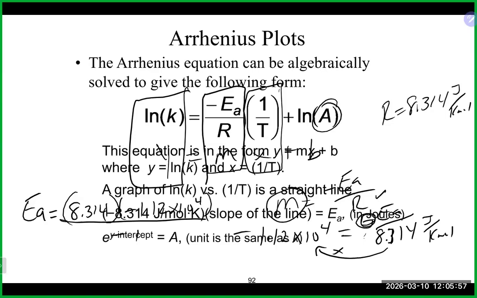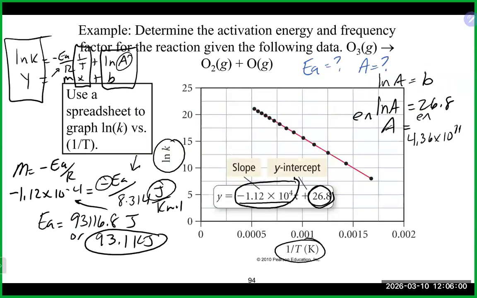For the A, is that what you're talking about? The EA was 93116.8, and those were joules. If you divide it by 1,000, you get kilojoules. So make sure you are using your exponent button when you punch the 1.12 and hit the exponent button. I think I wrote a negative here, which should be a +4. I think I put +4 in, but just to double check. Other questions?